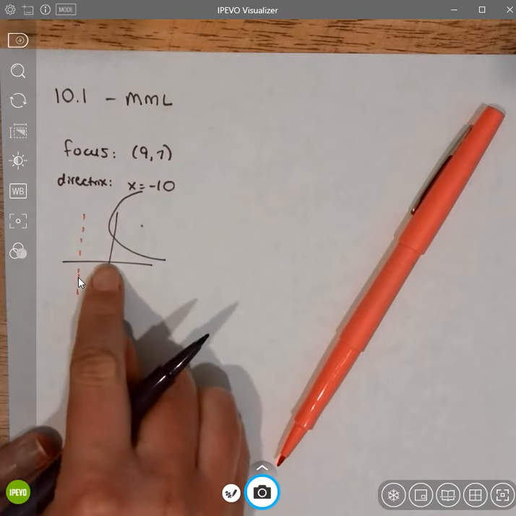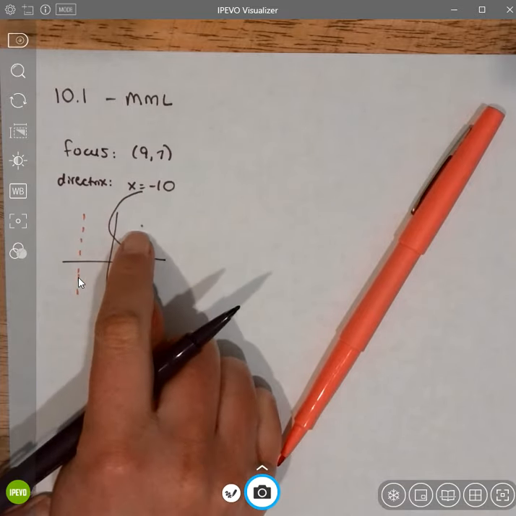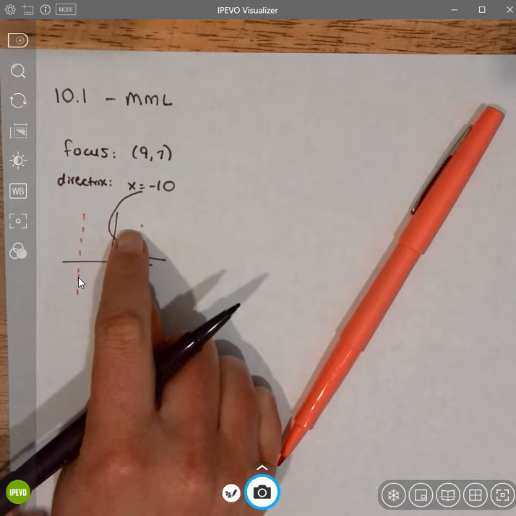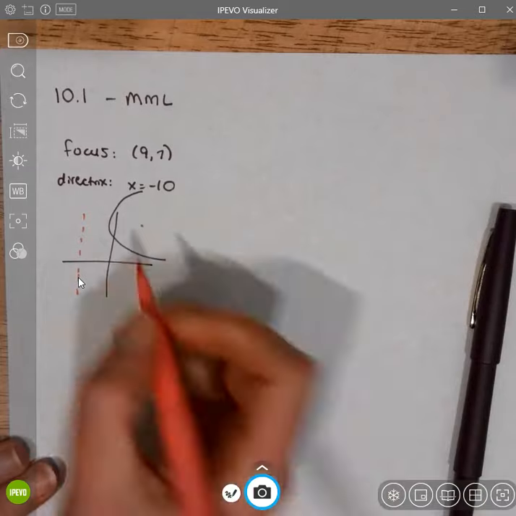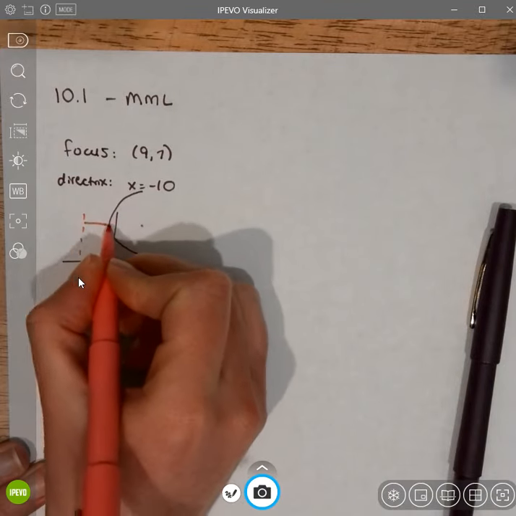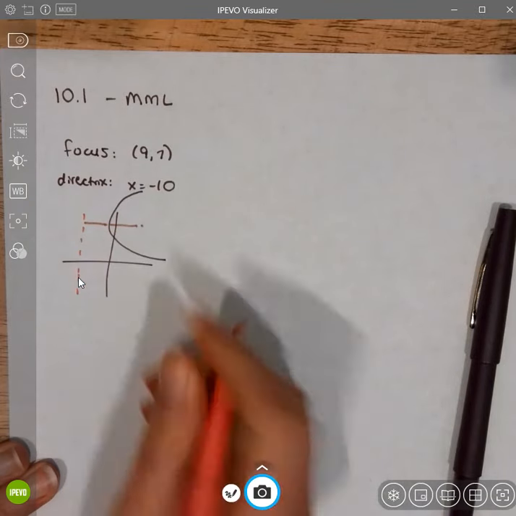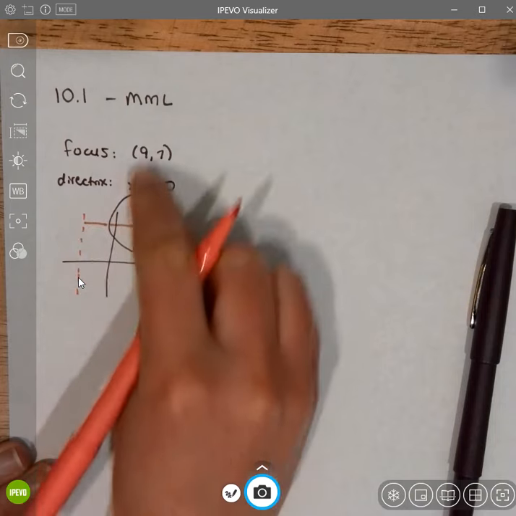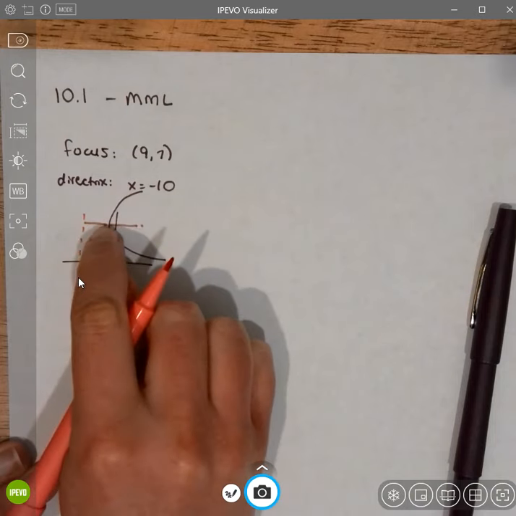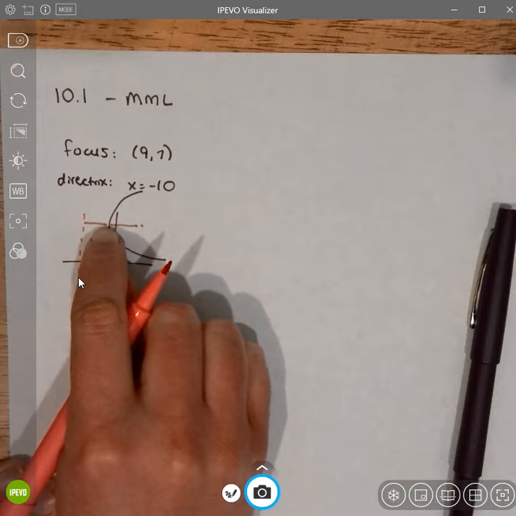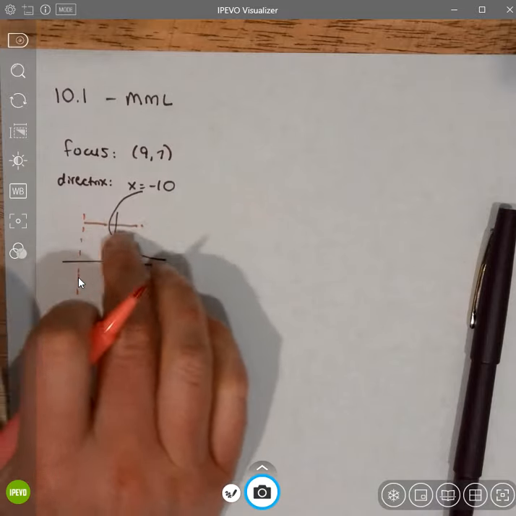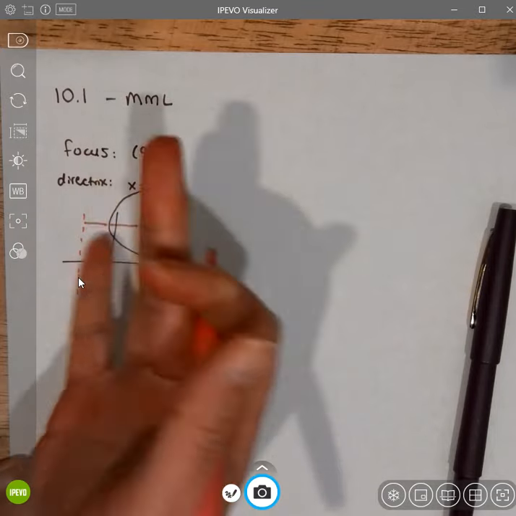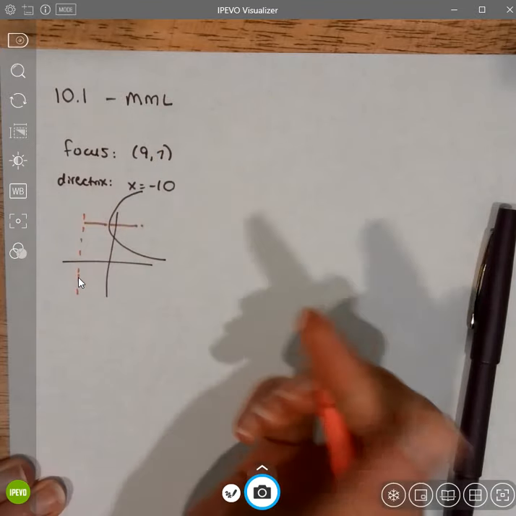So I'm not sure if I drew it to scale or not yet, but I need to figure out where my vertex is. Now, I do know that the vertex and the focus are going to be equidistant from each other. So if I find the center between the two of them, I'll be able to find the x-coordinate of the vertex. So if I subtract 9 minus -10, or add up 9 and 10 and average them, I can find what the distance between them is.